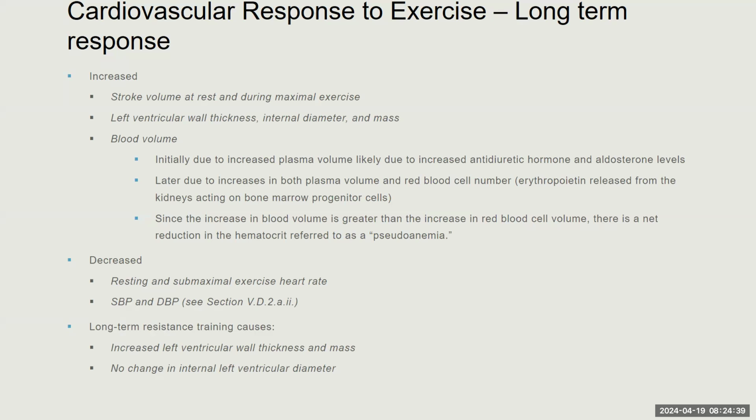You are going to have a decreased resting and submaximal exercise heart rate, and you're going to decrease your systolic and diastolic blood pressure. Long-term resistance training does cause increased left ventricular wall thickness and mass with no change in internal left ventricular diameter. So basically, you're going to make the heart be able to pump harder and stronger, but you're not going to be constricting any amount of blood flow or decreasing your stroke volume.